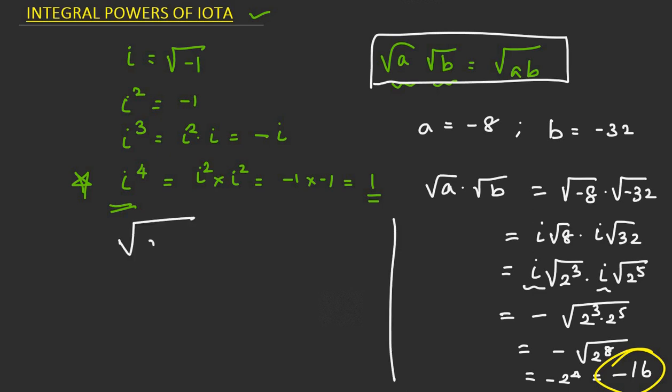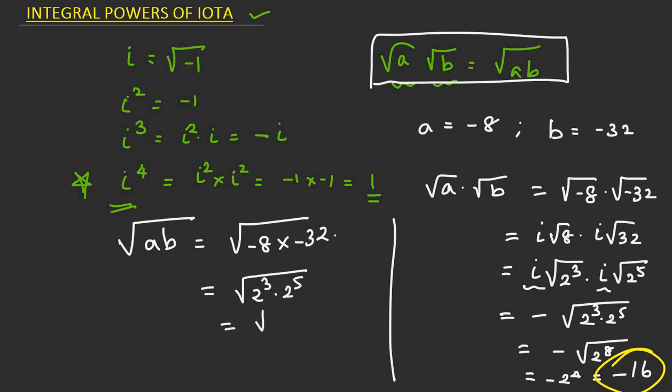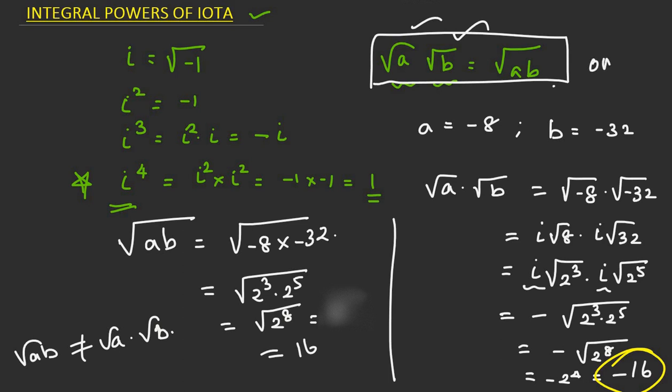Right hand side is root of AB, which is equal to root of minus 8 into minus 32. Minus into minus becomes plus, and this is 2 cube into 2 power 5, which is equal to root of 2 power 8, which is equal to 2 power 4, which is equal to 16. Now we see that root of AB is not equal to root of A into root of B. Root of A into root of B is equal to root of AB is possible only if at least one is non-negative.